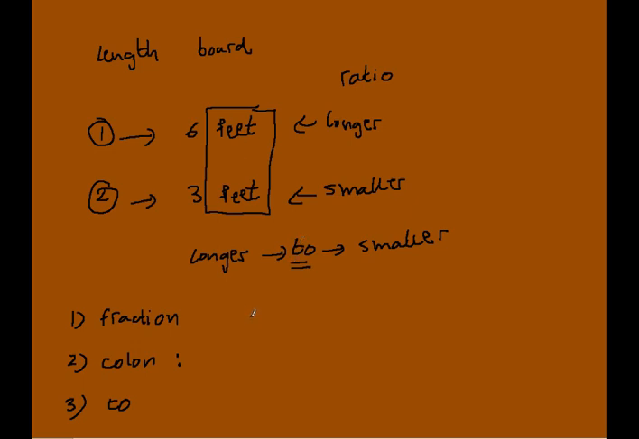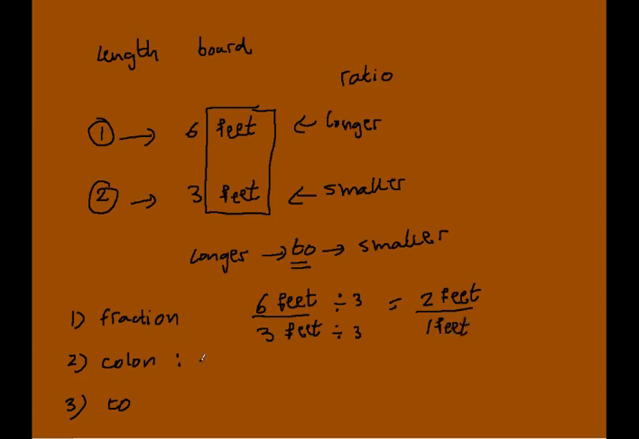So longer board is 6 feet, over, which is the division, because we can write it as a fraction, smaller board, which is 3 feet. Now again, whenever you're dealing with a problem, and if you can simplify, it is advised to simplify. Here I can simplify by 3. So I can divide the top number by 3 and the bottom number by 3 as well. So 6 divided by 3 gives me 2 feet here. And 3 divided by 3 gives me 1.